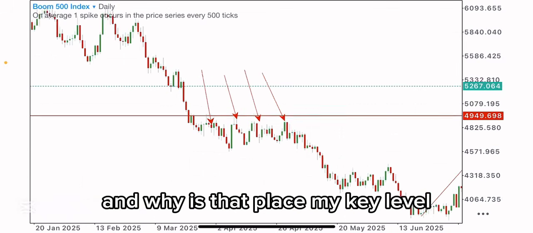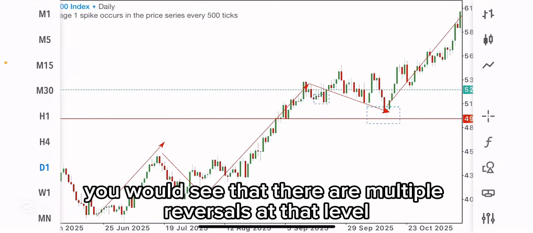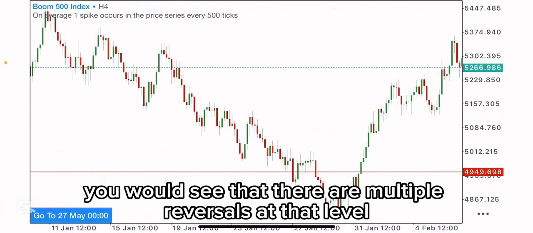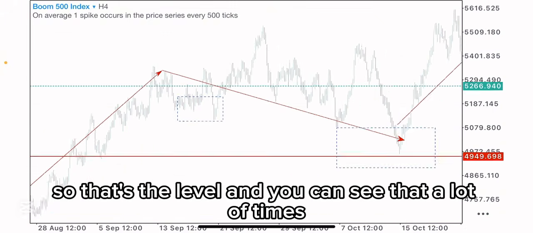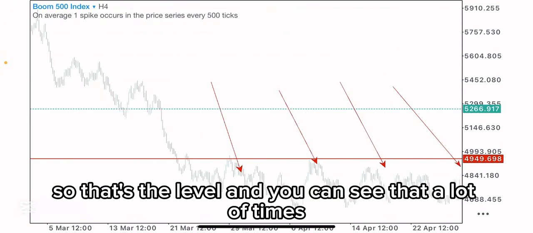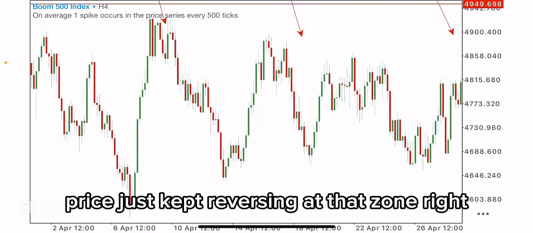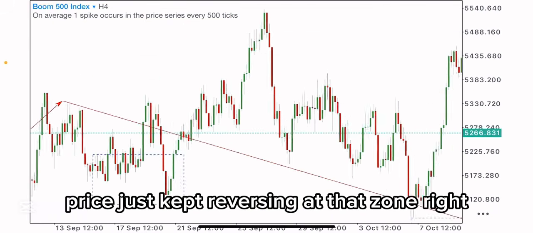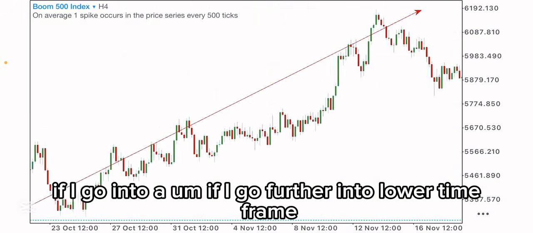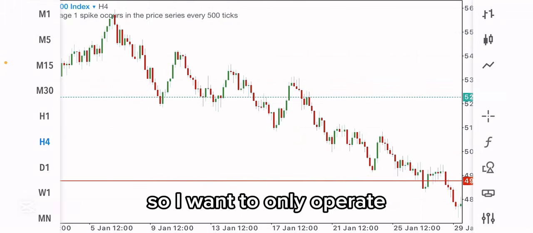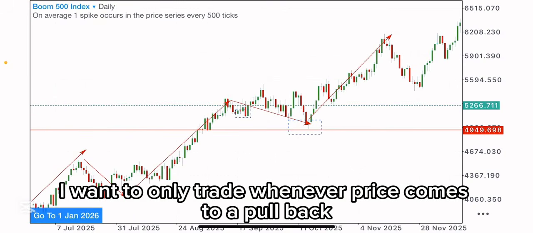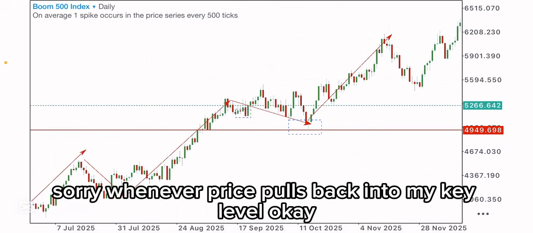And why is that place my key level? Because of this. If I go to a lower time frame, you would see that there are multiple reversals at that level. So that's the level, and you can see that a lot of times price just kept reversing at that zone. If I go further into a lower time frame, you will see more reversals at that zone. Okay, so I want to only trade whenever price pulls back into my key level.